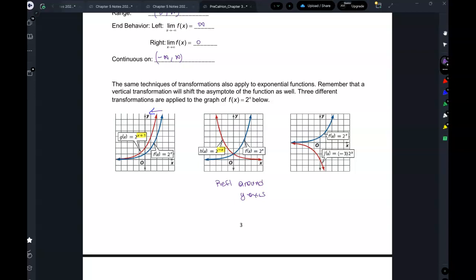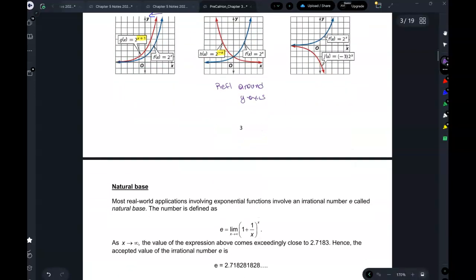Isn't that cool? Coolest thing you've heard in 2024, right? But this is the coolest. No? Yeah, for sure.